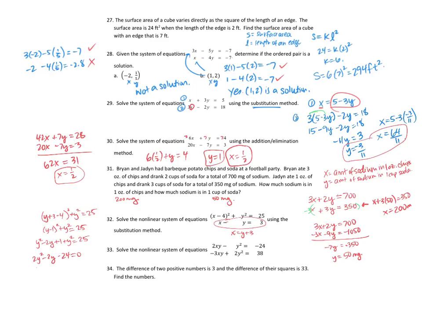And then if I factor that, I'm going to get 2y and y. And let's see. Things that multiply to give me 24. Let's do a 3 and an 8.